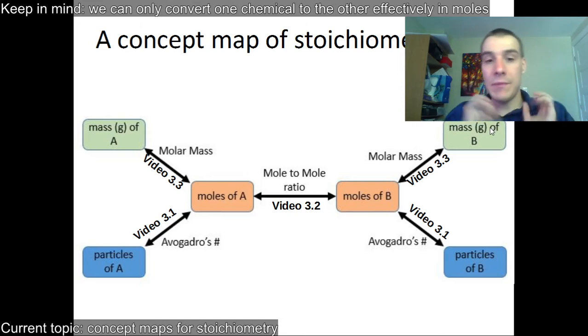And importantly, we've already done each and every one of these steps bit by bit. We're just going to chain them together into what I like to call three-step stoichiometry. Step 1, step 2, step 3.